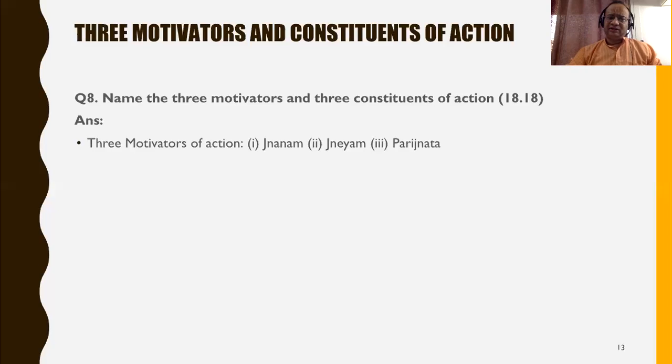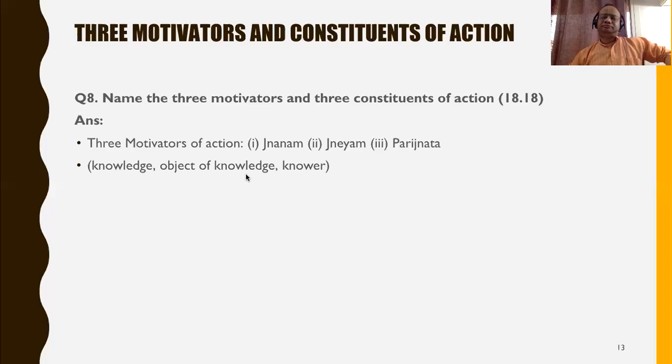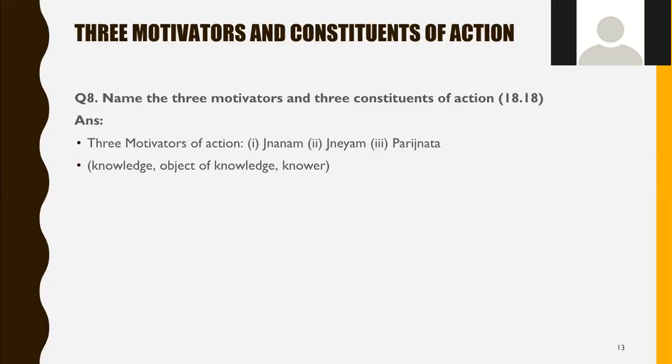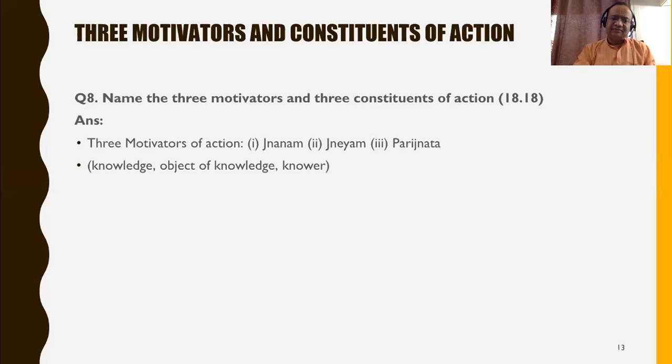Now, what is the difference between knowledge and object of knowledge? For example, when we study, our object of study is maybe we want to become successful, or we want to go to America. And for going to America, we are studying here. In study, maybe we are studying the book of physics, so we are getting the knowledge of physics. That is the Jnanam. But our goal is to go to America.